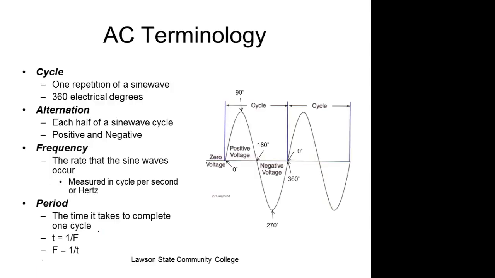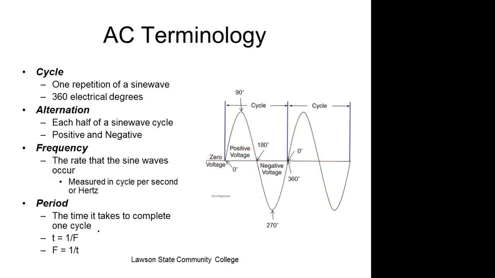Now, three-phase. A cycle is one repetition of a sine wave, or 360 electrical degrees. An alternation is each half of a sine wave. We have a positive alternation and a negative alternation. Frequency is the rate at which the sine waves occur, measured in cycles per second, or hertz. And then we have the period, which won't come into play in this class at all, but if you're taking AC, the period is the time it takes for one sine wave. It is the reciprocal of the frequency. So frequency goes up, period goes down. Does that make sense?